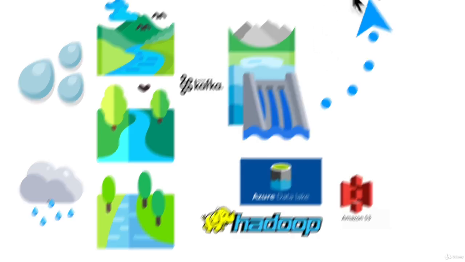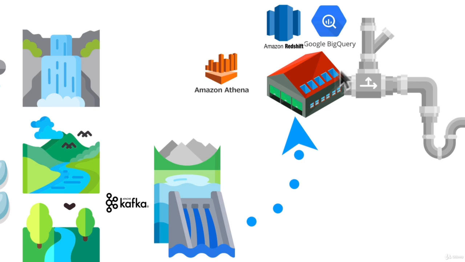And then for a data warehouse, we have tools like Google BigQuery, Amazon Redshift, even Amazon Athena. These are data warehouses that allow engineers to make queries or analyze this structured data.